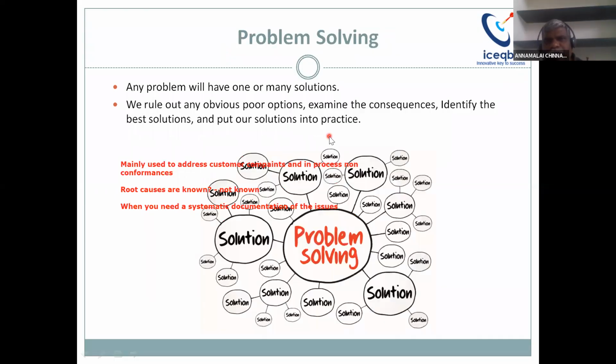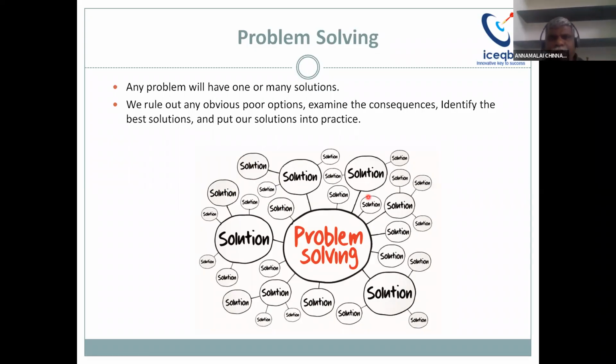When we talk about a solution, whenever we have a problem, we immediately try to find a lot of solutions. Whenever we do a brainstorming session, we identify a lot of possible solutions. But it is not appropriate to implement each and every solution or any solution that comes to your mind. So you need to brainstorm what the possible solutions are, then pick the best possible solution from those, and implement it, right?